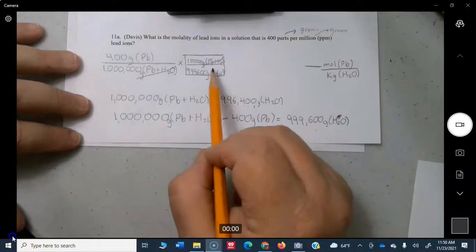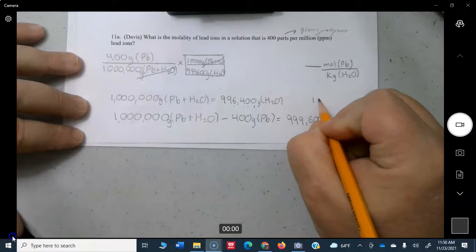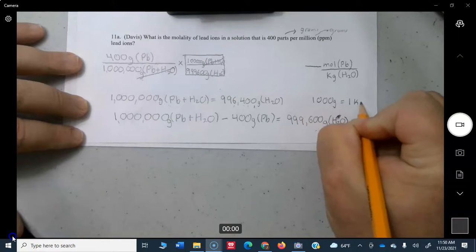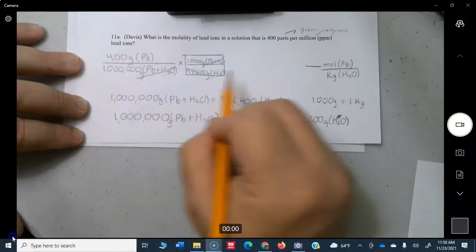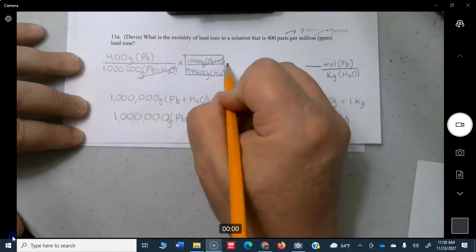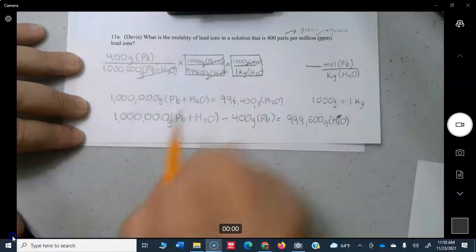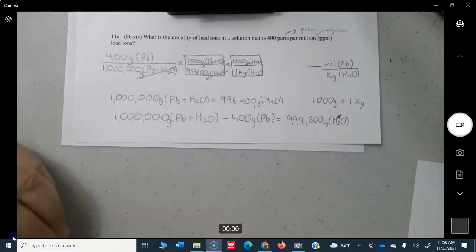Okay, so now we need to convert from grams to kilograms. So we know from our conversion that there's 1,000 grams that equals 1 kilogram. So we need grams to cancel out and kilograms to appear. So we're going to do this. Okay, so grams of H2O cancels with grams of H2O, and we have kilograms H2O on the bottom. So we're looking good there.